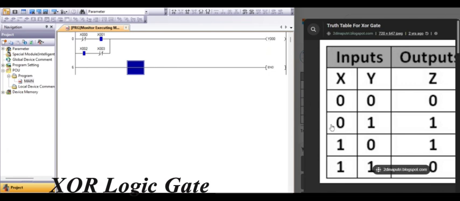To conclude, for XOR gate, inputs with different values give an output of 1, and having the same value of inputs, then the output is 0.